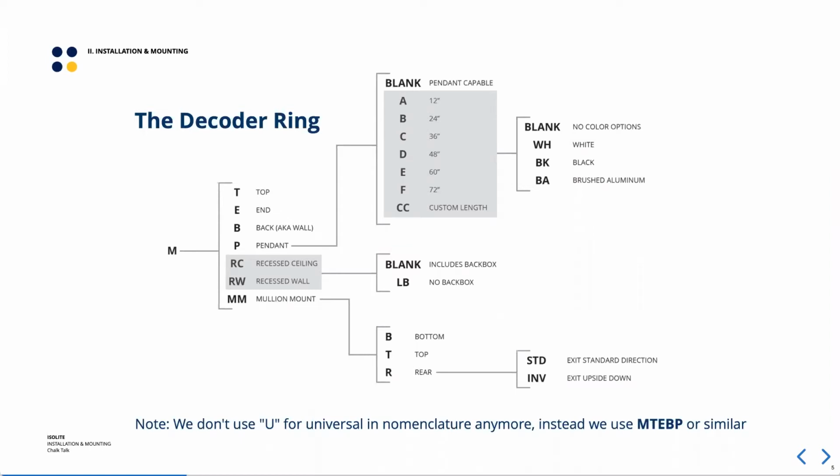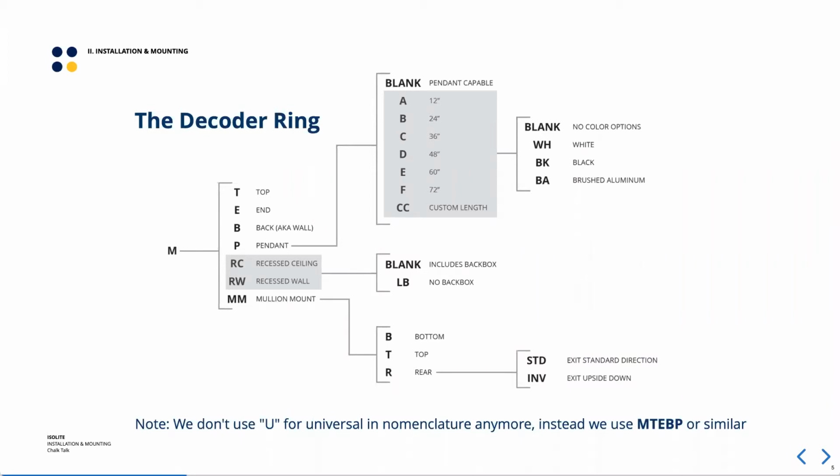For example, if you're selecting a pendant, if it's blank following that, that means that the product is pendant capable, or you might be in a position where you're going to select the actual length of the pendant we would include with the product. In addition to that, in some instances, you may not have a color option because it's just going to match the housing, but in some instances, you actually will have some flexibility to change to a white, black, or brushed aluminum finish, and that will follow that.